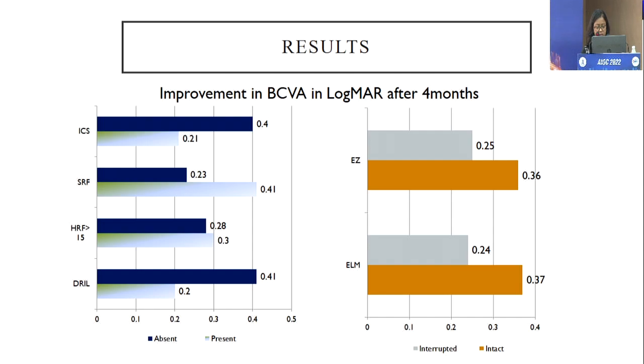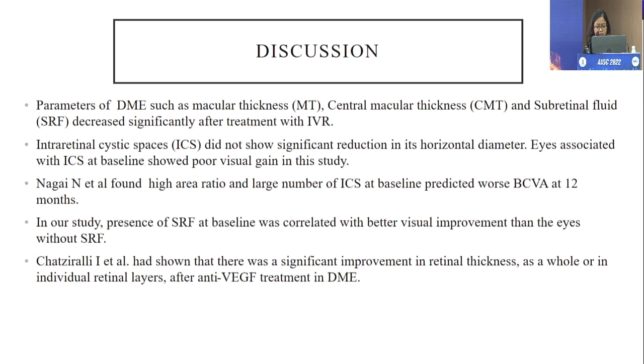Coming to the visual acuity, patients who had SRF and HRF at baseline showed better visual outcome than patients who did not have these parameters, whereas in patients with ICS, DRIL, EZ and ELM disruption present at baseline, the visual outcome was poorer than in patients who did not have these biomarkers.